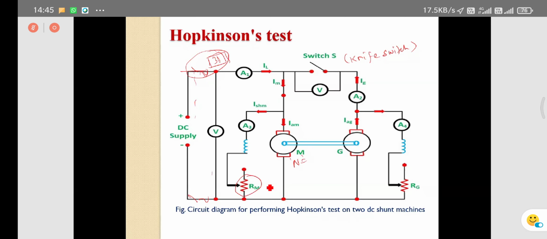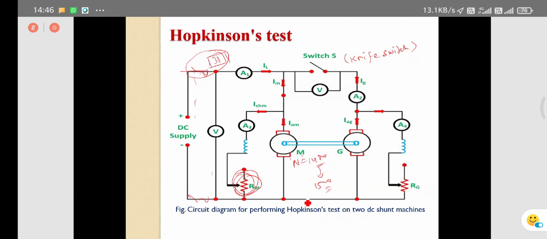The speed of the motor is checked by the tachometer. Suppose the speed is 1480, but we need to get 1500 RPM. Then we need to adjust the rheostat from minimum to maximum, and then you can get 1500. Until you get the rated speed, we need to adjust this rheostat. After getting the rated speed, there is no need to disturb this rheostat.